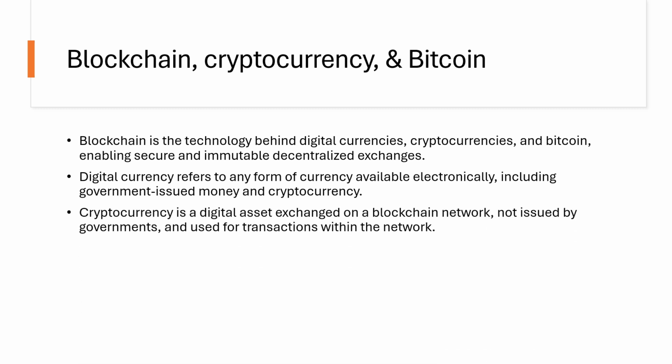Cryptocurrency is a digital asset exchanged on a blockchain network, not issued by governments and used for transactions within the network.